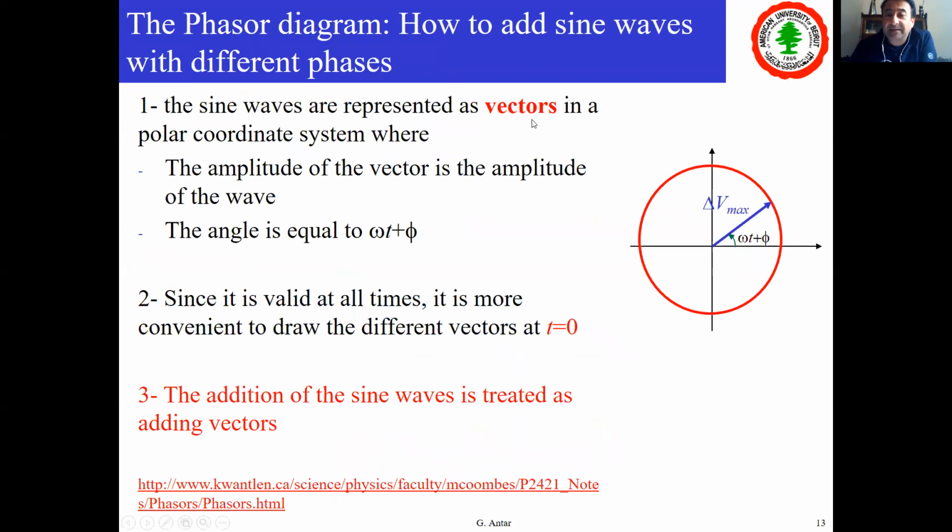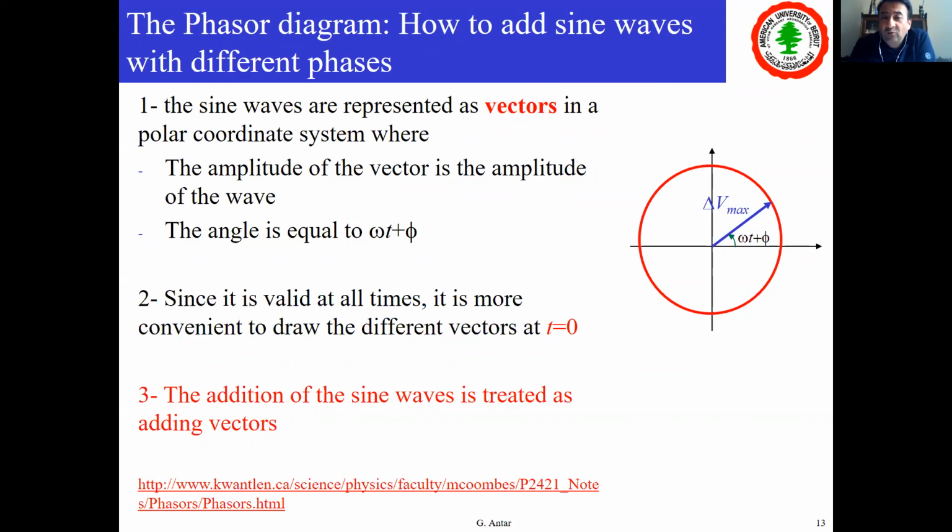The sine waves are represented as vectors, as you can see here. Okay, delta V is equal to delta V max sine of omega t, right? So basically, delta V max is going to be the amplitude, and omega t plus phi is going to be the angle. Okay, as I was saying, omega t is the angle: the radian per second, you multiply by the time in seconds, so that gives you omega t as the radian. So with time, this thing will rotate with a constant radius equal to the maximum value.